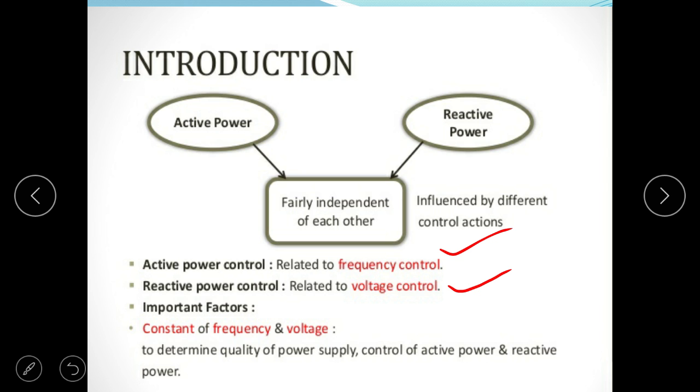But in power system, load is not constant, it is changeable, due to which active and reactive power demand towards the load side changes continuously, due to which voltage and frequency of the system are also affected.